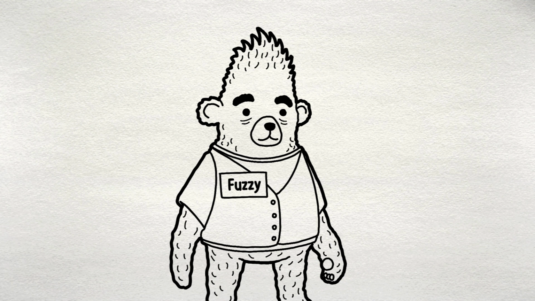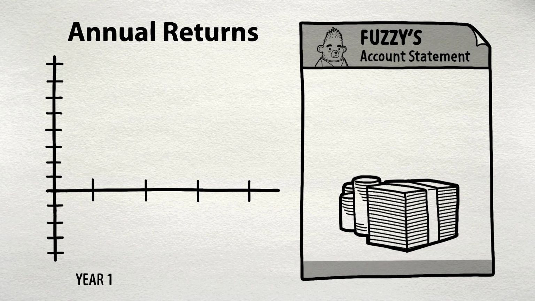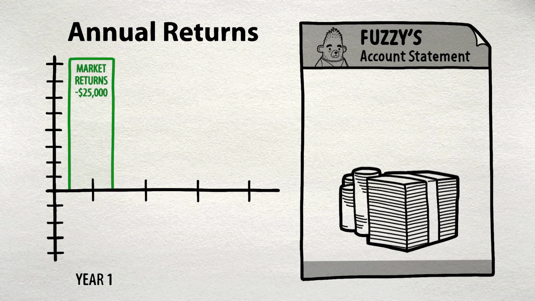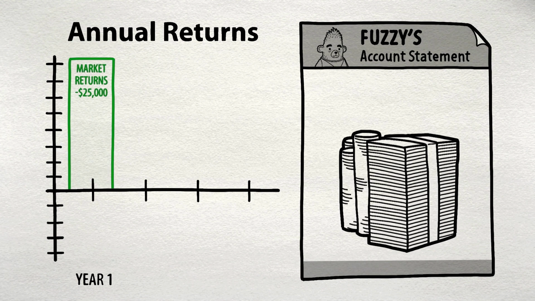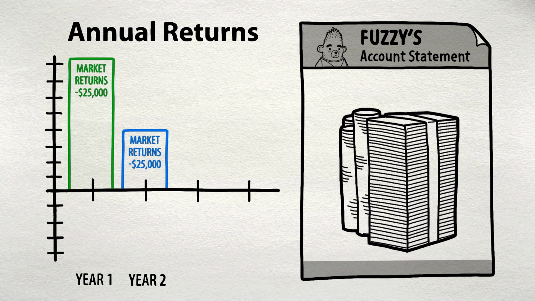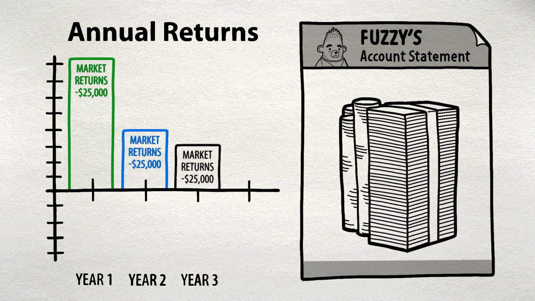Fuzzy also averaged 6% in the market, but luck was on his side as his sequence of returns was the opposite of Barry's. Let's see how it played out. In year 1, Fuzzy was happy to receive a 23% return on his investments. This was followed by year 2, where he was able to get a 9% return. Then in year 3, he received 7%.